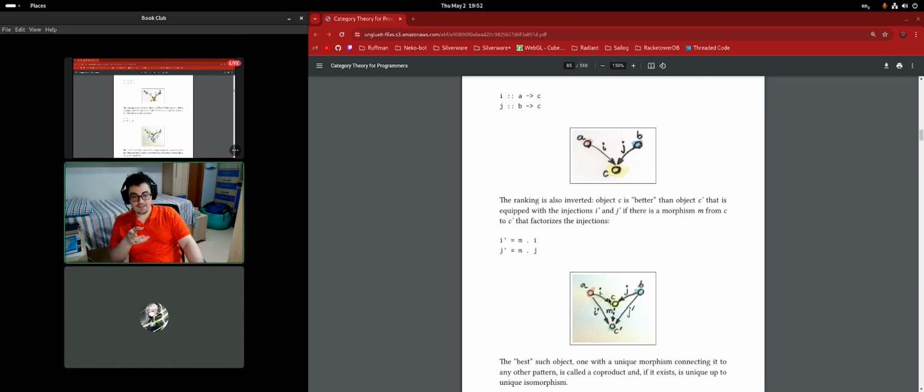No, the direction is, but the better guy is always in the middle. So how can I say it? In the other case, the arrows were pointing to A and B. That's fine. But the better guy was the yellow one in the middle. In here, it is still saying that instead of doing I prime, you can do I composed with M, or in this case, M after I.